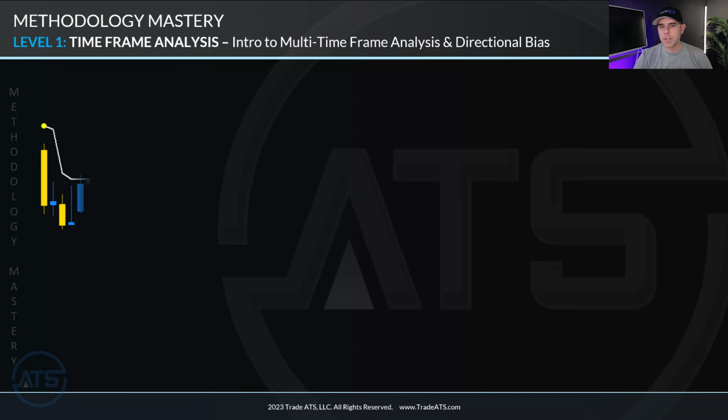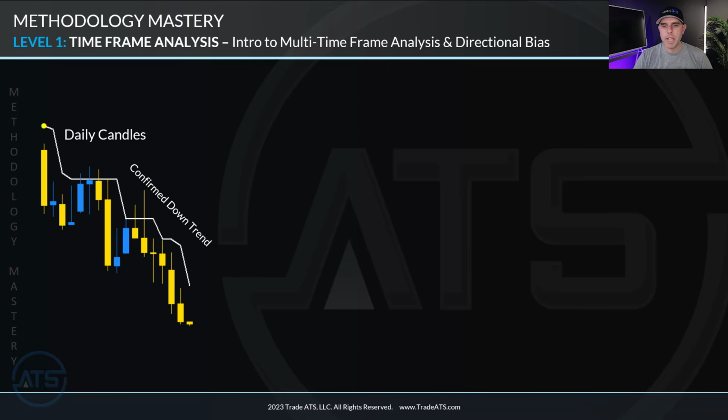Starting on the left side of the slide right here, you can see that we have some daily candles that are in a confirmed downtrend. Now this is actual price action that we ripped out of the Euro USD daily chart, so you could go look for it if you want to.